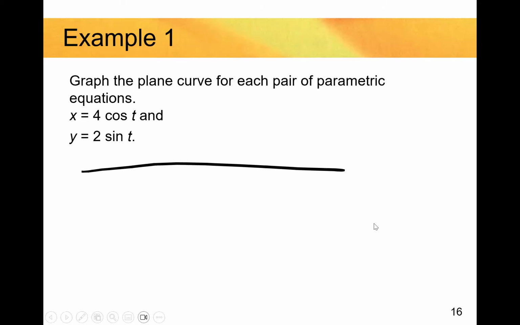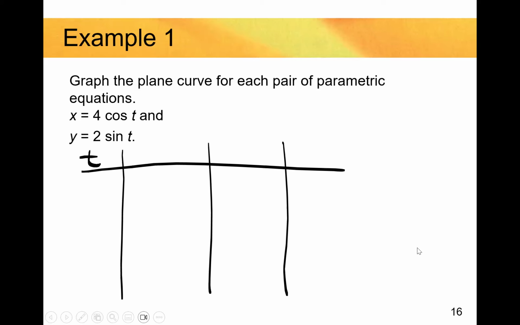Do you guys remember making a table? Remember that for functions? So this time we've got to make it an extended table. So t is my variable, but then I need my x coordinate to be this guy, my y coordinate to be this guy. And then I'm going to make them into the coordinate system. We good?